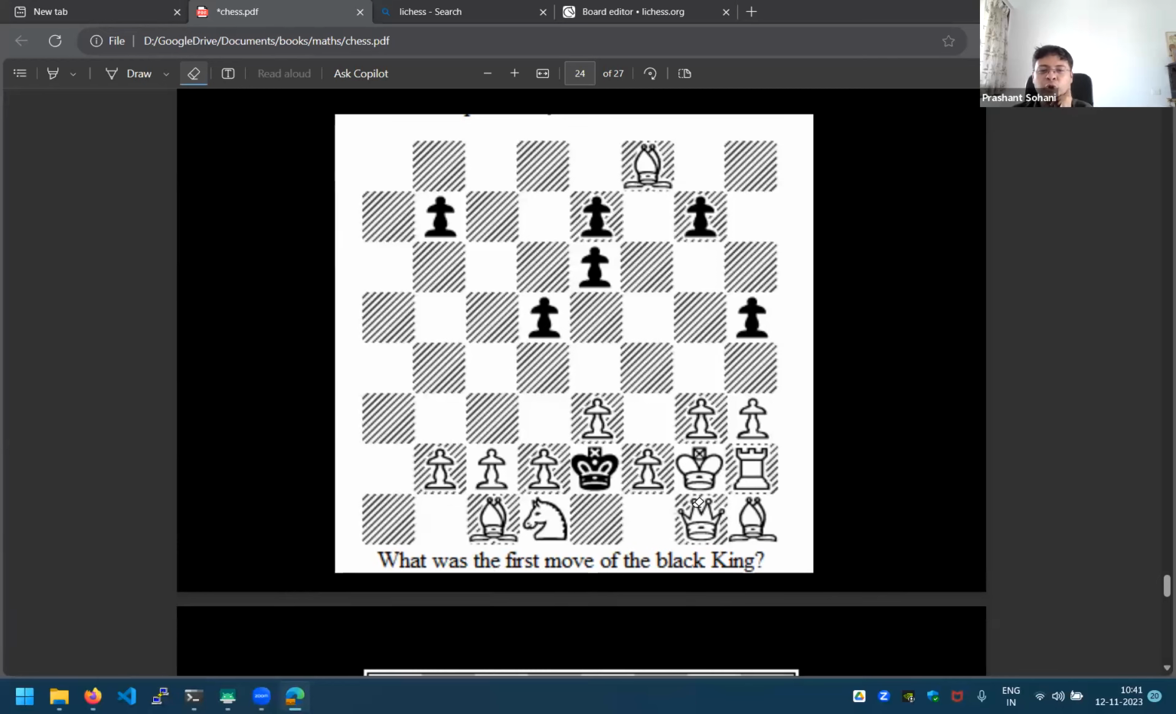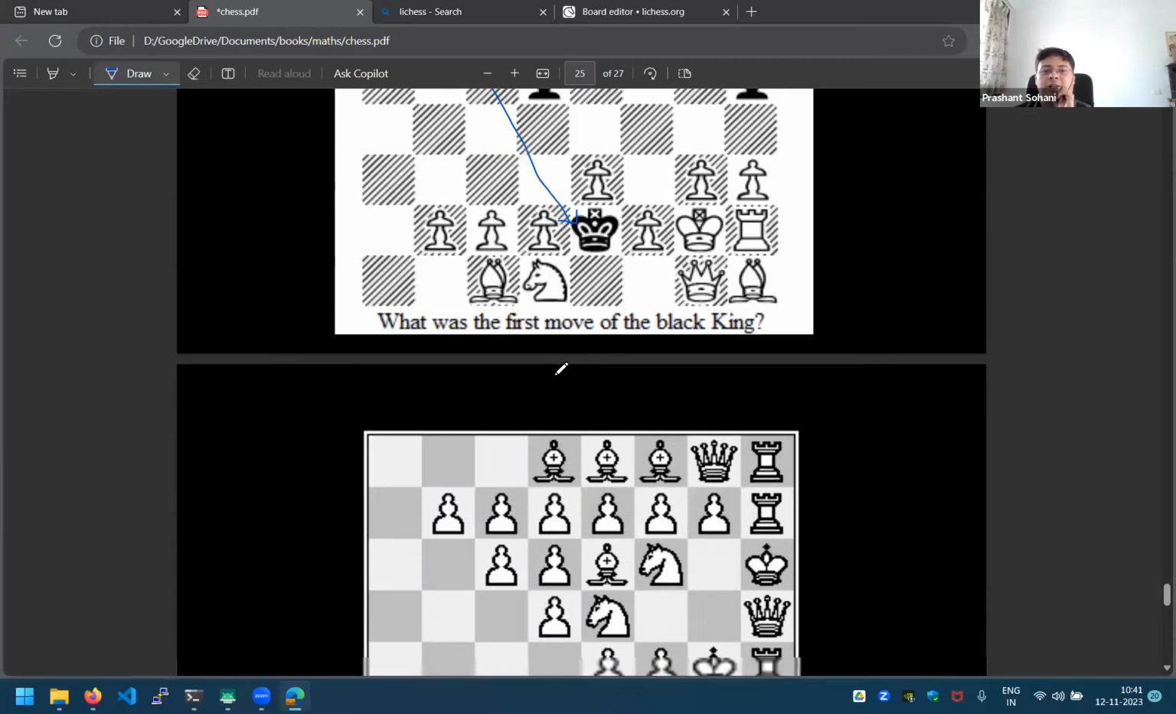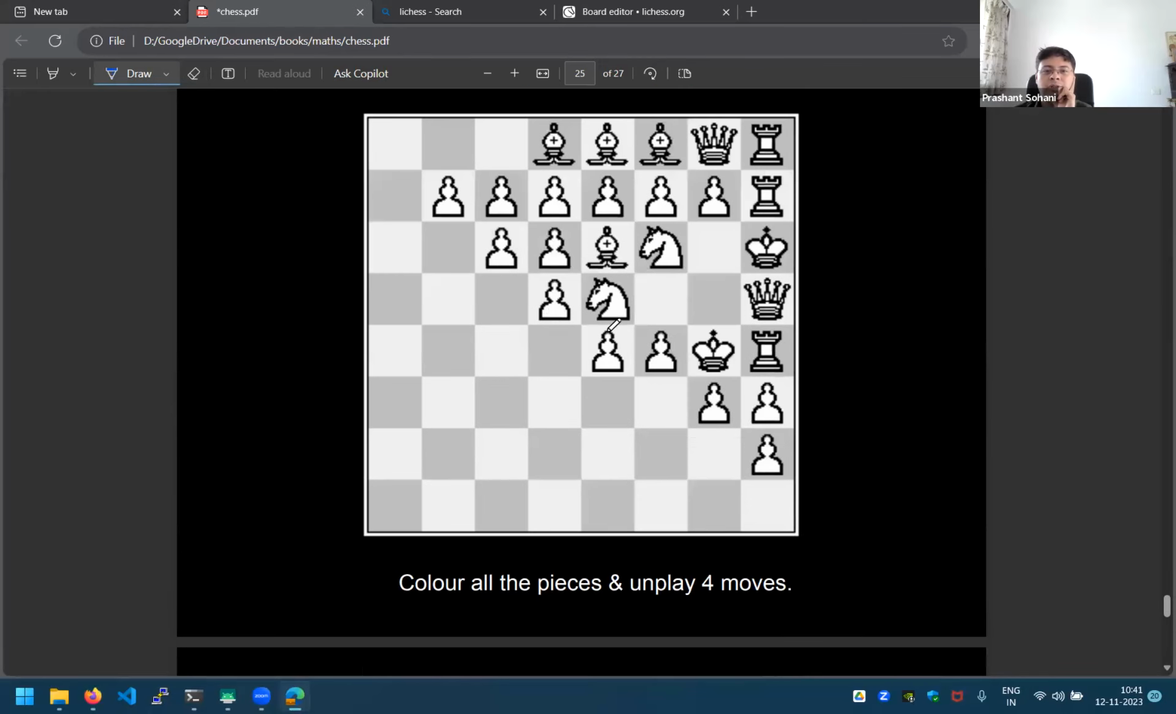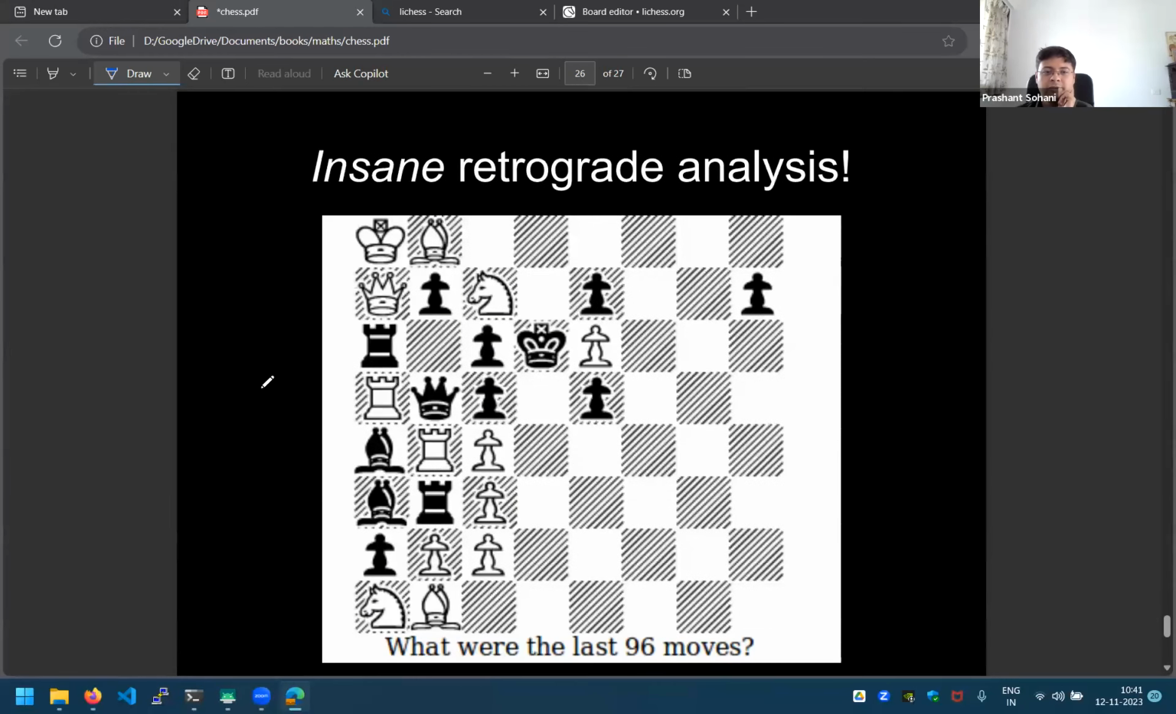So in other words, it is possible to logically deduce the entire history of this game, because see where the black king has landed up. The starting position of the black king was here. So from here, the black king has traveled here. And the claim is that there is only one unique sequence of moves which can give this. And then we have this where we have to find out which of these pieces are white and which are black. And then something extreme is called insane retrogradeness, because we can work out the last 96 moves from this position.